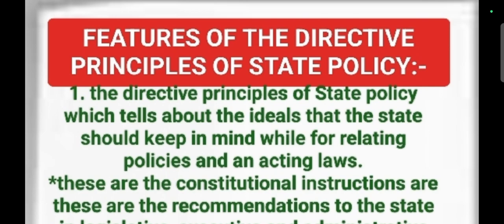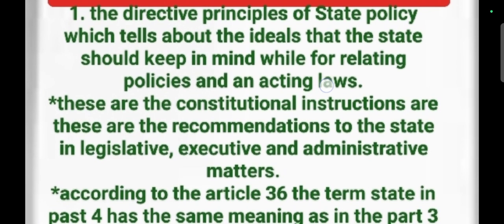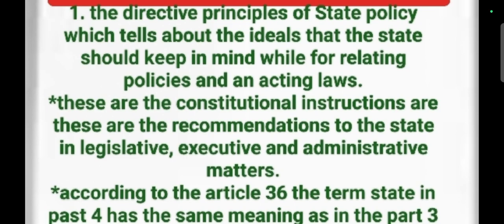Let's come to the main topic, that is, features of the directive principles of state policy. So the first point is that directive principles of state policy denote the ideals, the main important principles that the state should keep in mind, especially while formulating or implementing policies and while enacting laws. Here the state has a responsibility to keep in mind these directive principles while formulating policies or enacting important laws in the society.